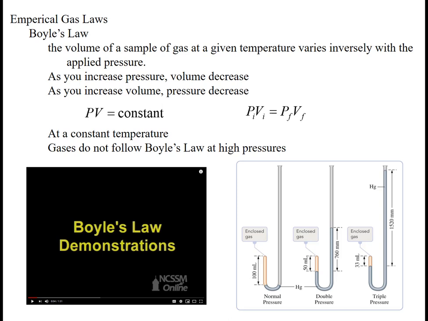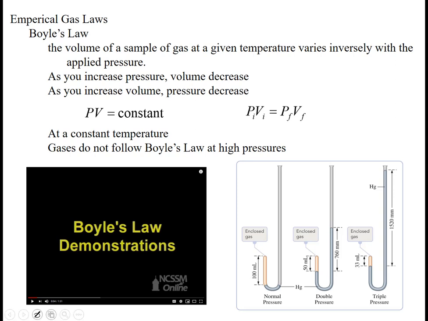In this section, we're going to cover the empirical gas laws, and there are going to be 4 different ones: Boyle's law, Charles's law, combined gas law, and what's called Avogadro's law. Boyle's law is a relationship between the pressure and the volume of a gas, and it varies inversely, which means that as one goes up, the other goes down.